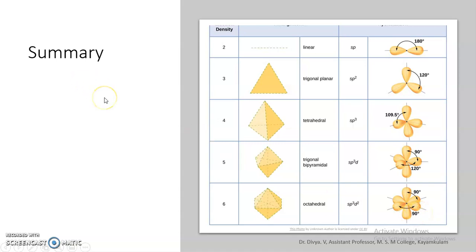There is one more structure, that is sp3d3 hybridization, and the structure is pentagonal bipyramidal, and there is a difference between equatorial and axial bonds.